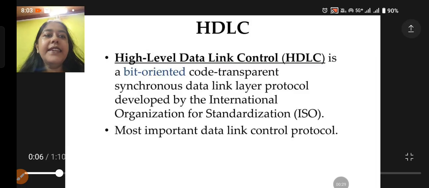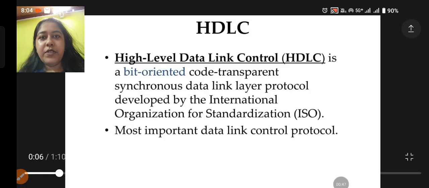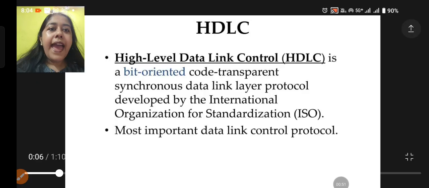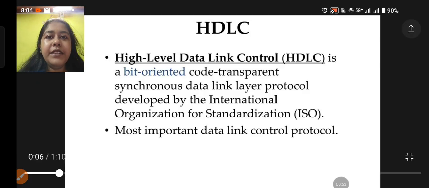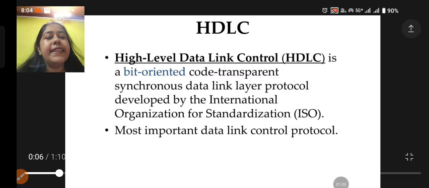High Level Data Link Control, HDLC, is a bit oriented, code transparent, synchronous data link layer protocol developed by the ISO, the International Organization for Standardization. It is the most important data link control protocol. Byte oriented and bit oriented, we all know. So it is basically bit oriented, and it is code transparent. Whatever code you are using in this protocol is transparent, and it's a synchronous data link layer protocol.